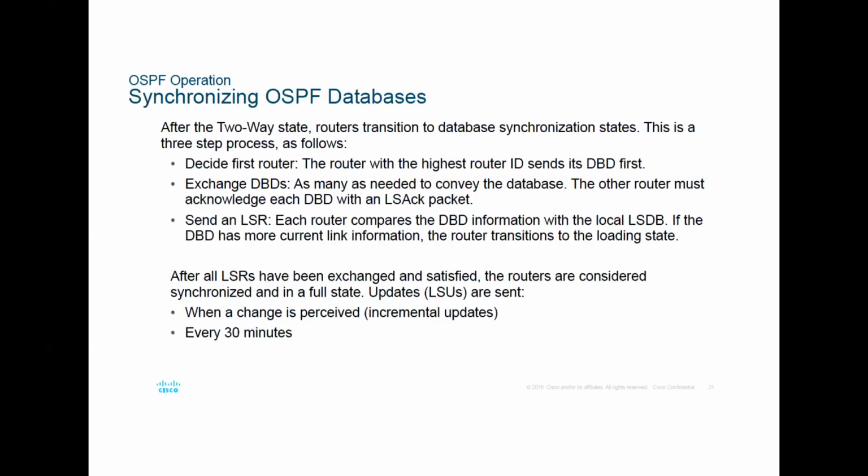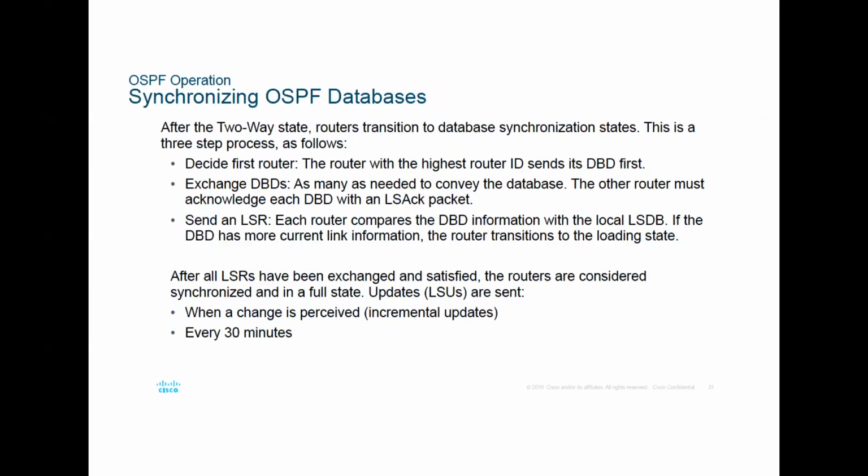Synchronizing OSPF databases. After the Two-Way state, routers transition to the database synchronization state. This is a three-step process, as you can see here. First, decide the first router: the router with the highest router ID sends its DBD first. Second, exchange DBDs as many as needed to convey the database. The other router must acknowledge each DBD with an LSAck packet.